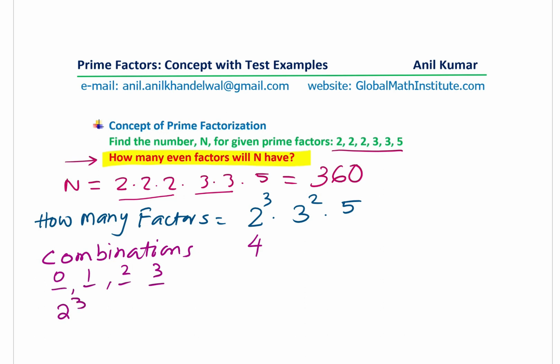As far as 3 is concerned, we have 2 3's, so we have 3 combinations. 5, we have 1 5. We may choose it, we may not choose it. 2 combinations. Multiplying these, 6 times 4 is 24. So we have 24 combinations, and therefore we have 24 factors.